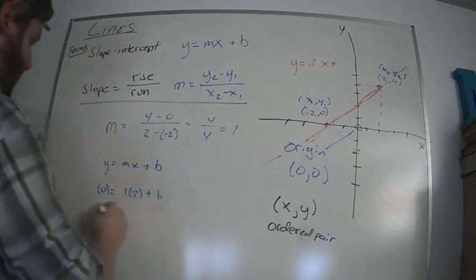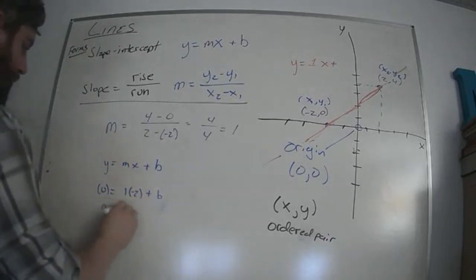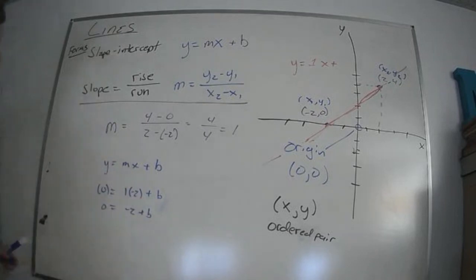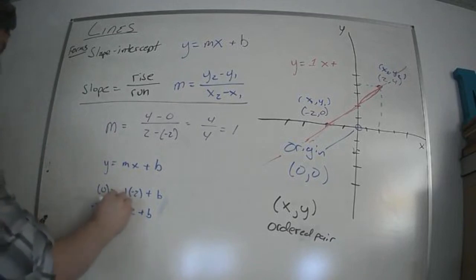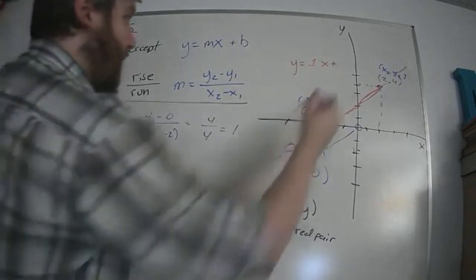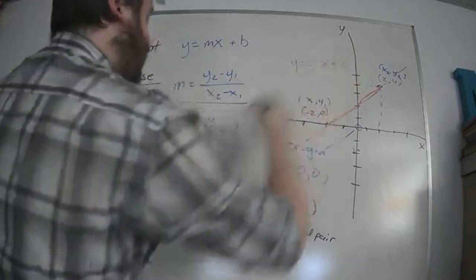So right now, I have 0 equals 1 times minus 2 plus b. I already have b here. I can move this 2 to the other side by adding 2 to both sides. So I say plus 2, and 2 equals b, because it would be 0 plus b at this point. So b is 2. All right, so now I have this is the line 1x plus 2.